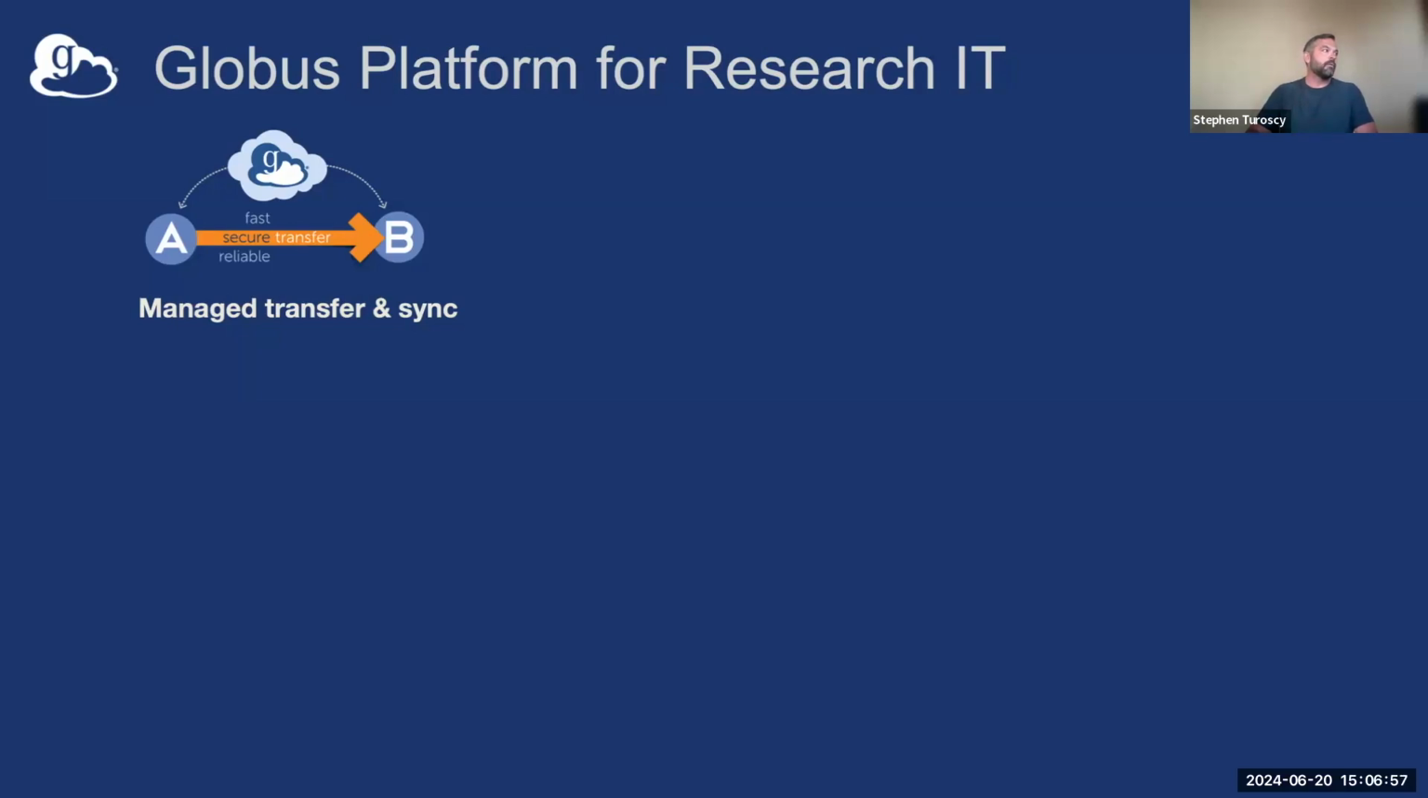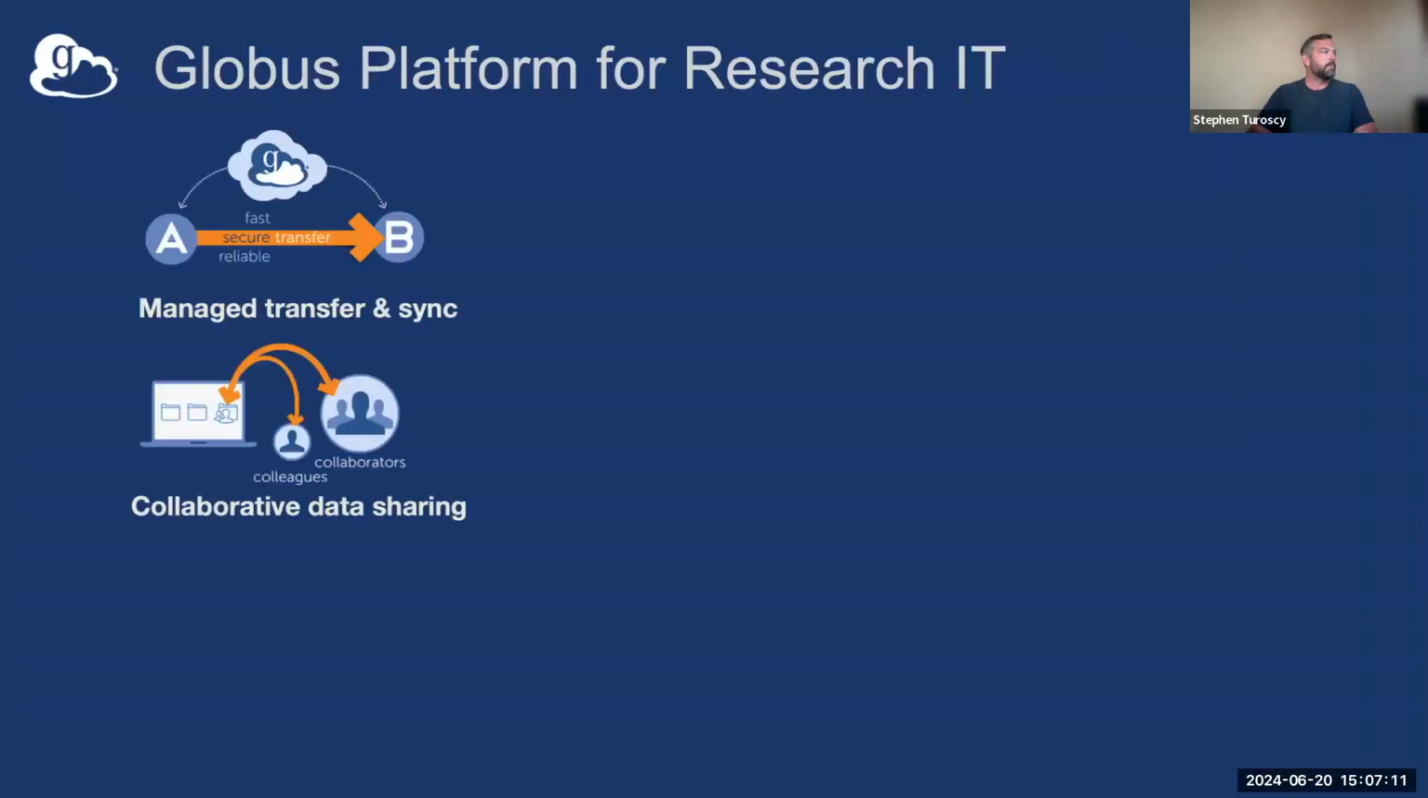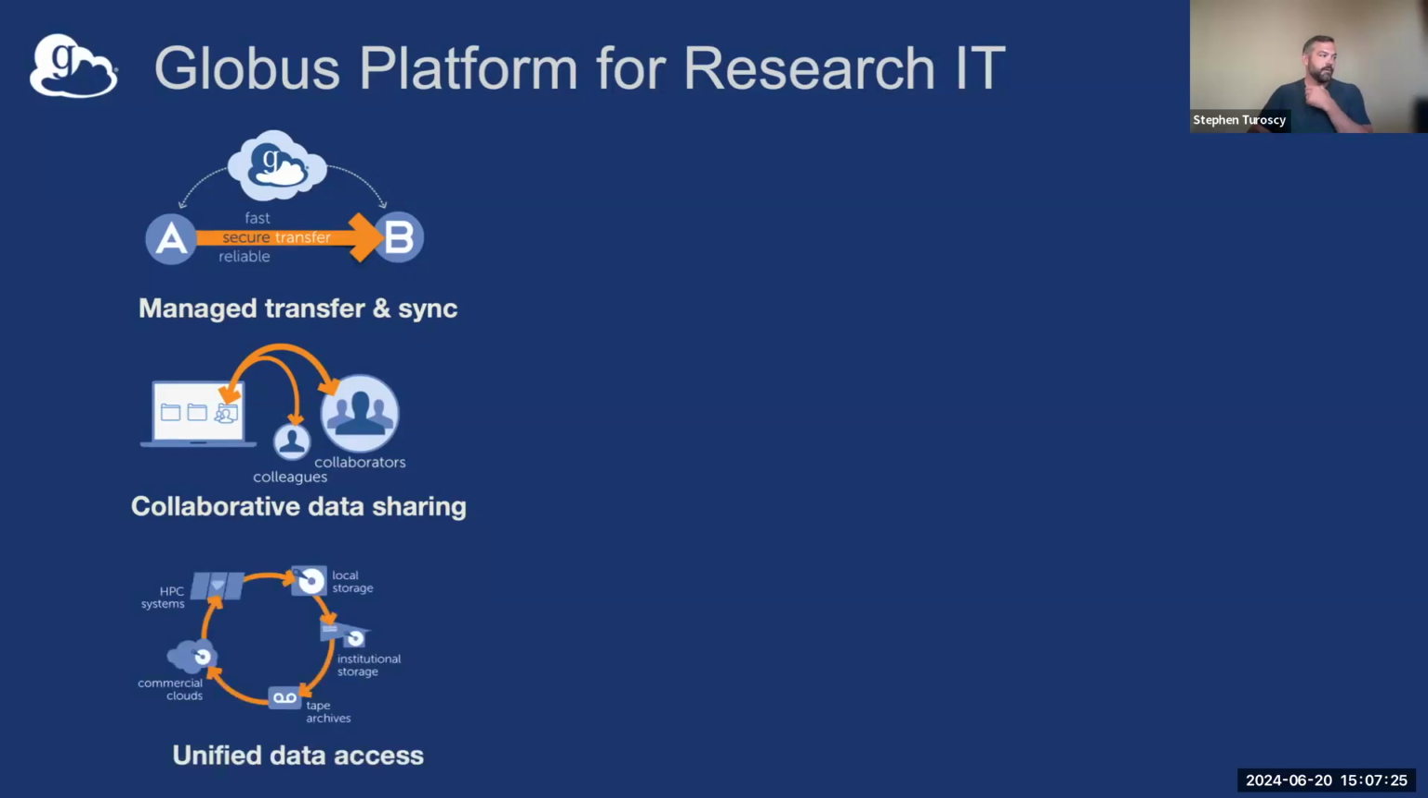So one of our flagship services is managed transfer and sync. This is using GridFTP in the background to manage large data transfers or even smaller data transfers, really any kind of data transfer. So that this transfer and the idea of sync enables collaborative data sharing. You can create collections on your endpoints that you can share with other folks or other institutions. Unified data access. We have connections to almost any kind of storage that you have. So anywhere from POSIX to AWS connections to Google and so on and so forth.